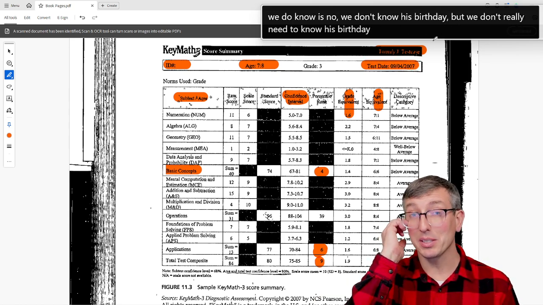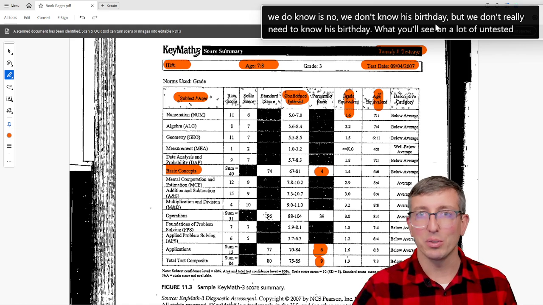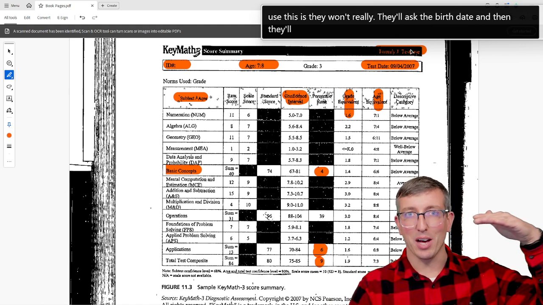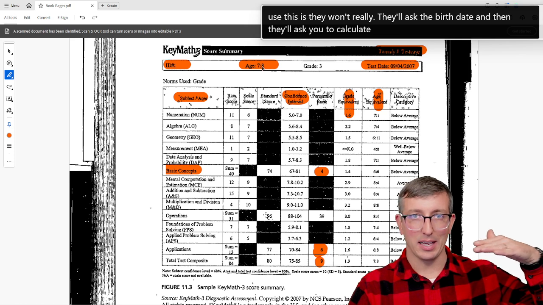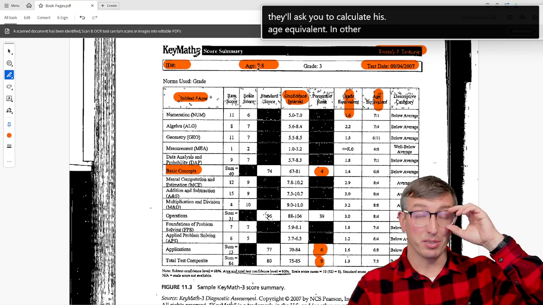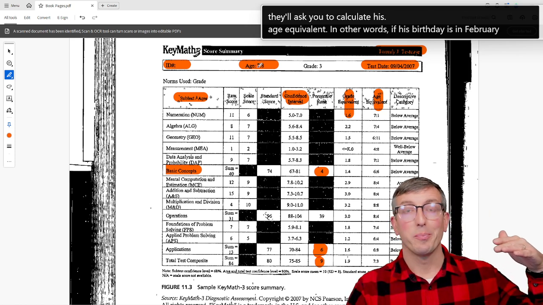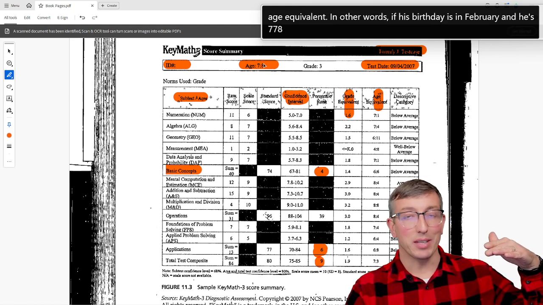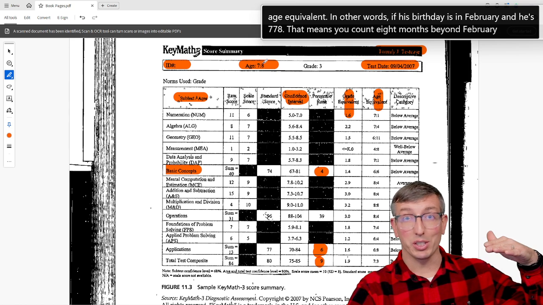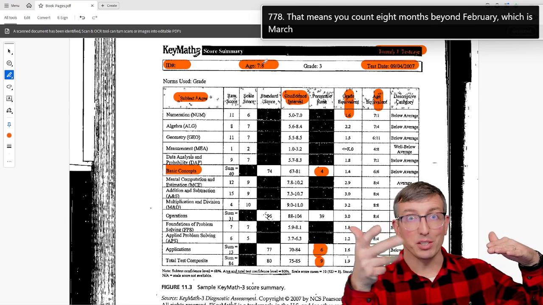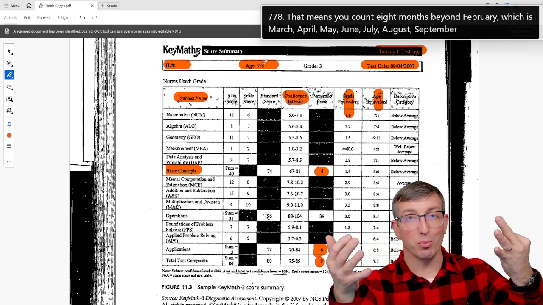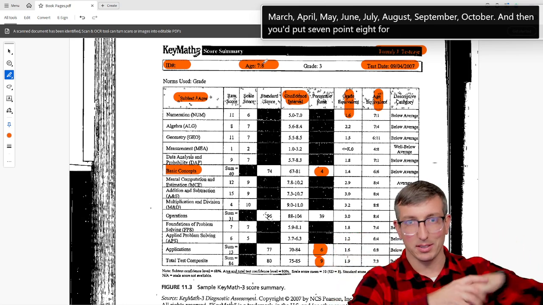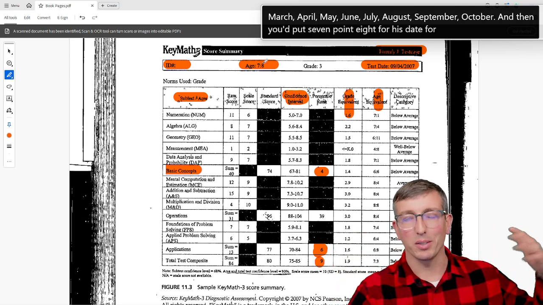What you'll see on a lot of tests that use this is they'll ask for the birth date and then they'll ask you to calculate his age equivalent. In other words, if his birthday is in February and he's 7, 8, that means you count 8 months beyond February, which is March, April, May, June, July, August, September, October, and then you'd put 7.8 for his date. For October, whatever.